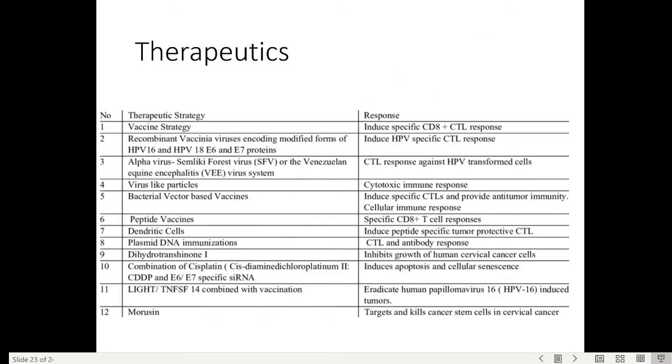Another thing is the therapeutic values and interventions. Many therapeutic interventions are available in the market for cancer treatment.